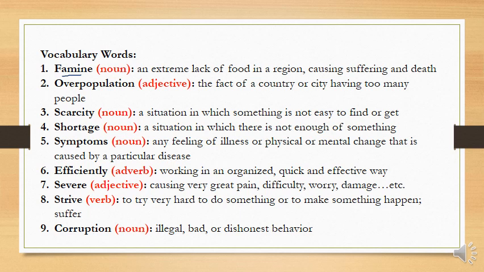Now we are going to move to the second word, overpopulation. Overpopulation is an adjective. If you look at the prefix here, which is over, over means a lot, many. Overpopulation, a lot of population, means the fact of a country or city having too many people. It means this city is crowded. It has a high number of citizens, high number of people, so it's overpopulated.